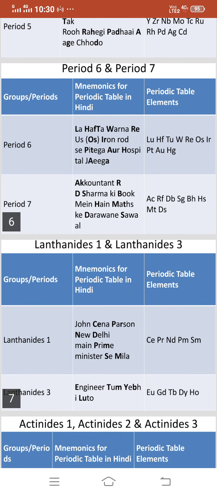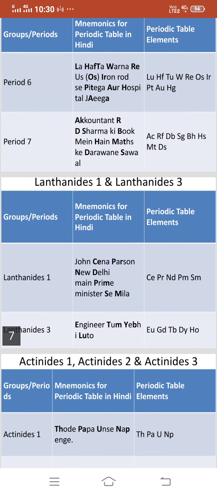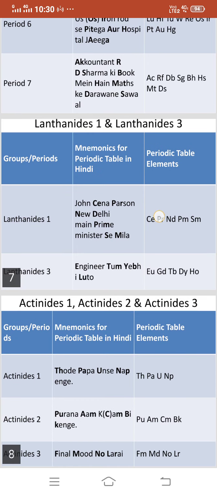Now the mnemonics for lanthanides, they are the F block elements. So lanthanides 1, 2 and 3. For lanthanides 1, the mnemonic is जॉन सीना पार्सन न्यू दिल्ली में प्राइम मिनिस्टर से मिला. So that is the mnemonic for lanthanides 1. For lanthanides 3, इंजीनियर तुम ये भी लूटो. That is the mnemonic for lanthanides 3.